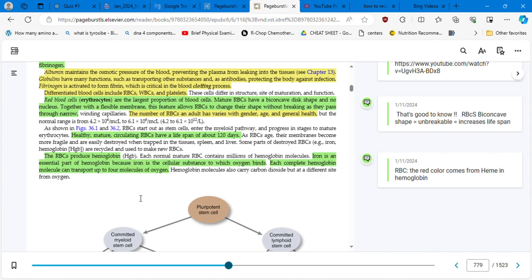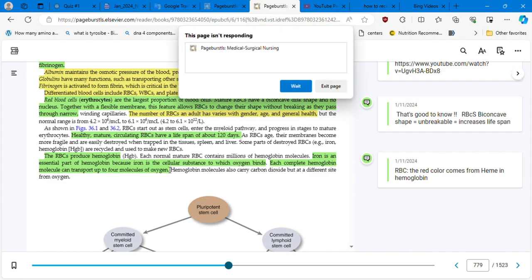hemoglobin, and hemoglobin is the one that gives the color to RBCs, because that color comes from heme in hemoglobin. That's why they are red. That's why when people have anemia, you see that they are losing color, okay?